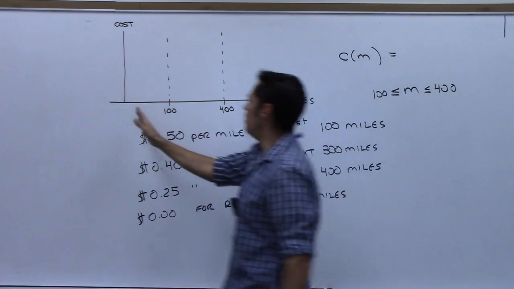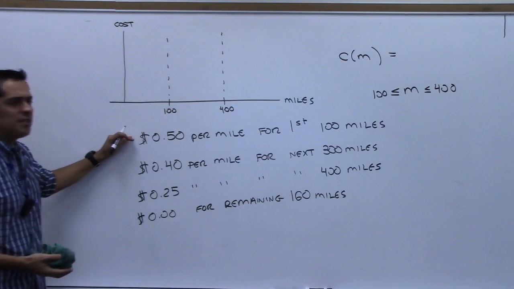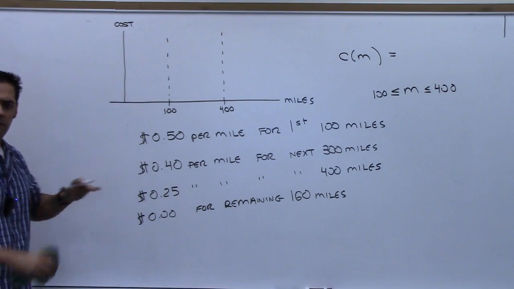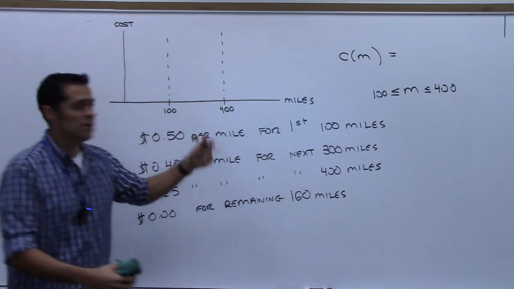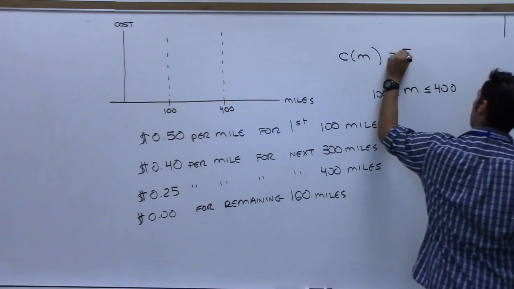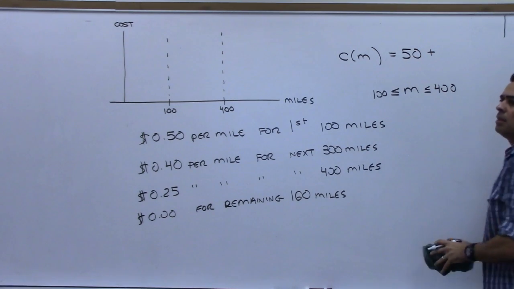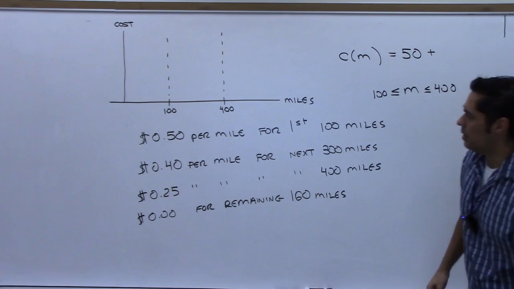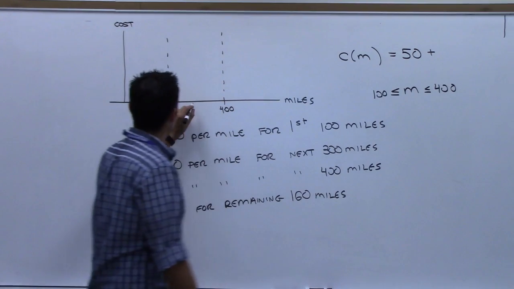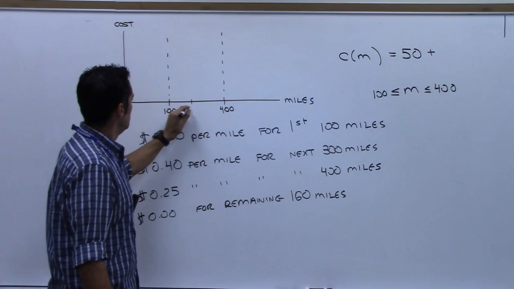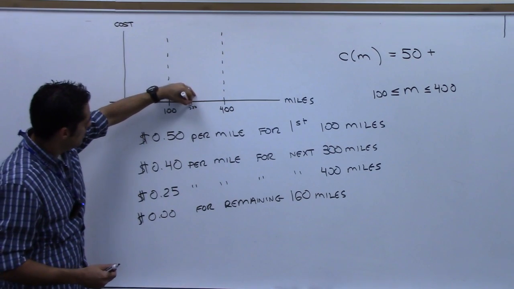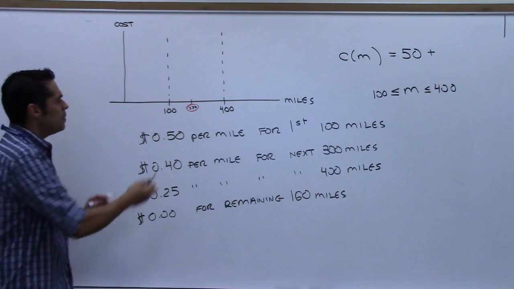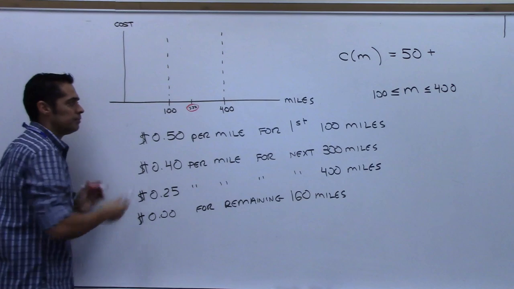Definitely the first 100 miles at 50 cents per mile, which we said was $50. That's going to be a fixed cost, right? That's never going to change if I go at least 100 miles. So it's going to be 50 plus, now this is the part that's tricky. Let's say I only go 200 miles. Let's say that's how far I went. How much am I going to pay for this piece?